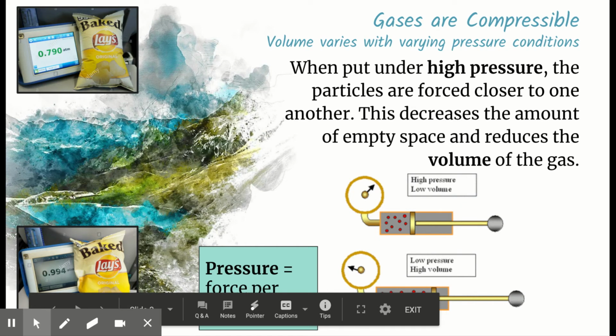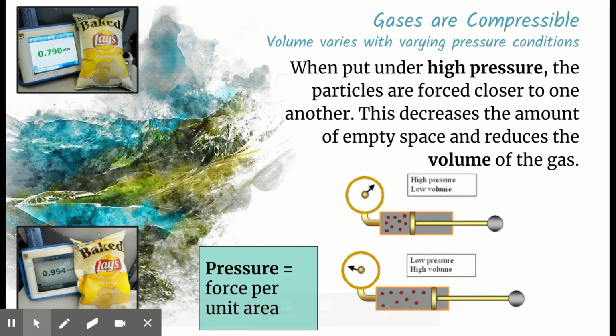The first thing to know about gases is that they are compressible. That means you're able to change the volume of a gas by either compressing it or expanding it, and the main way we do that is by using pressure. When we put a gas under high pressure, the particles are forced close to one another, which decreases the amount of empty space and reduces the volume of the gas. If you decrease the pressure, the opposite happens. The gas particles can spread out more and more, there's more empty space, and that increases the volume of the gas.